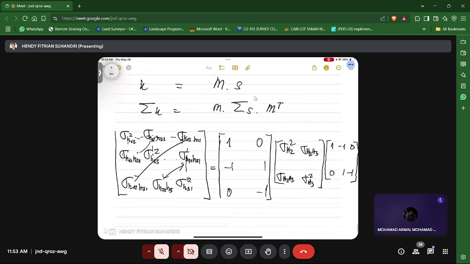Faham tak? Faham. Ada soalan tak? Ada soalan? Tak ada? Kalau latitude departure macam mana? Latitude and departure. Macam mana?